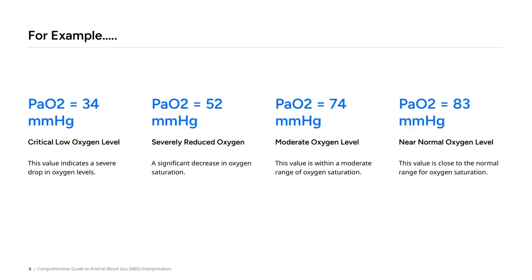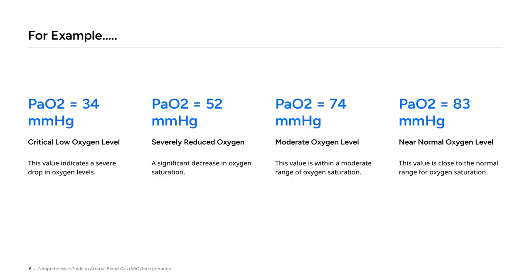When we encounter a PaO2 of 52 mmHg, we're dealing with a severely reduced oxygen level. This is a sign that oxygen saturation is significantly compromised, and the patient may be experiencing hypoxemia.